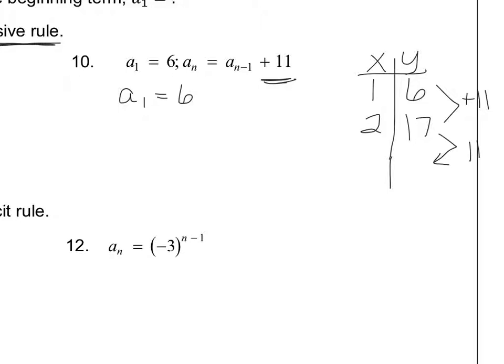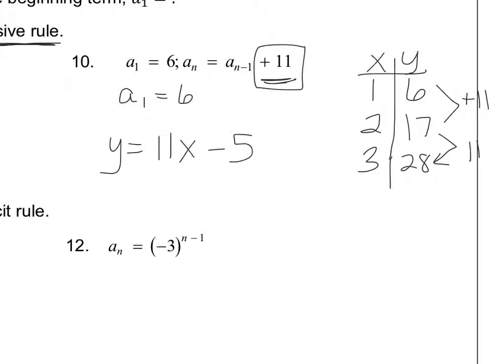17 plus 11 is 28. My third term is 28. Now I have 3 terms. I can go ahead and put it in stat edit. This is arithmetic, so I know it's a linear table, so I can do stat edit, stat calculate 4, and get my equation. So I'm going to pause the video. Everybody get your equation, then start it back up. Okay, so I come up with y equals 11x minus 5.